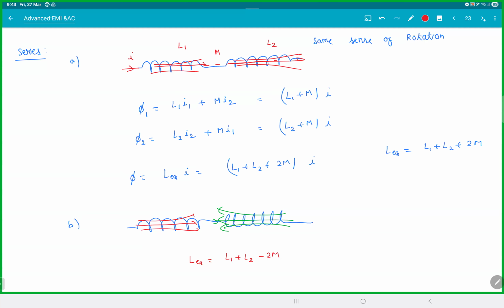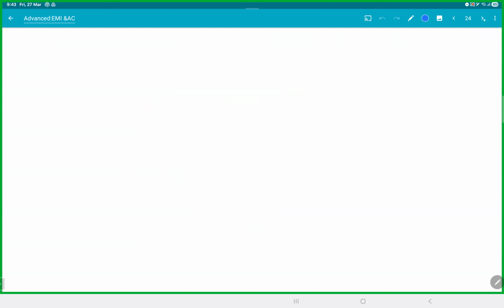So depending on how you keep the coil ka orientation, the whole flux ka story will change here. Clear with this? If you take M as 0, it won't matter. But if there is a mutual inductance, there will be an issue there. That is one. So series is pretty easy. Parallel, mostly if they ask you, it will become an advanced problem.